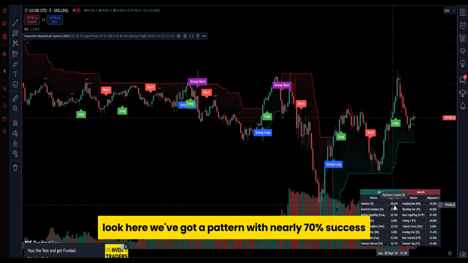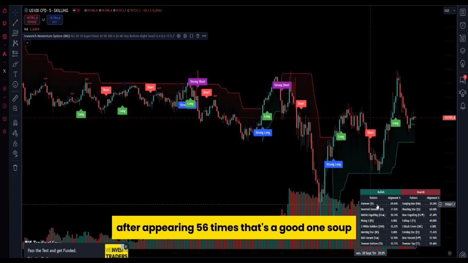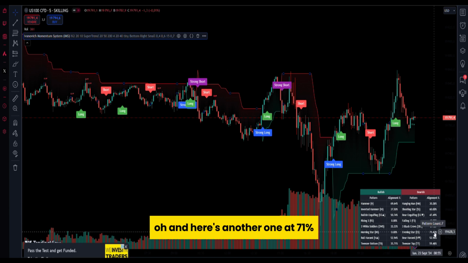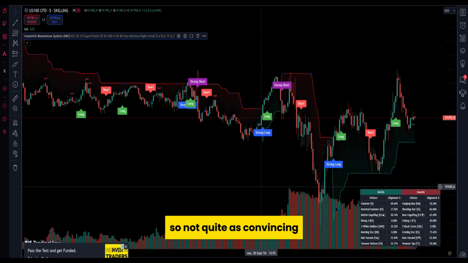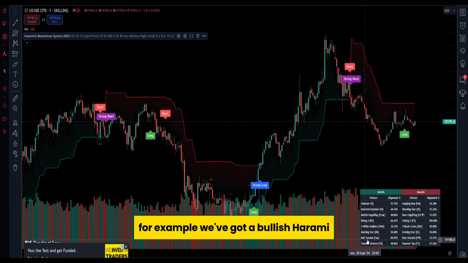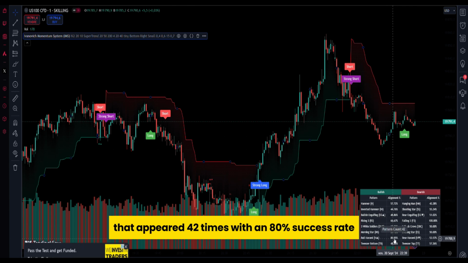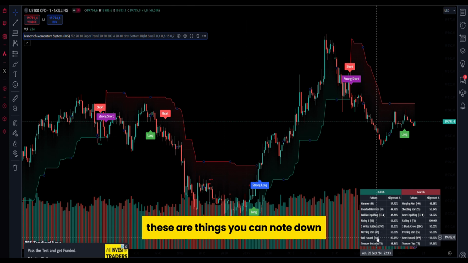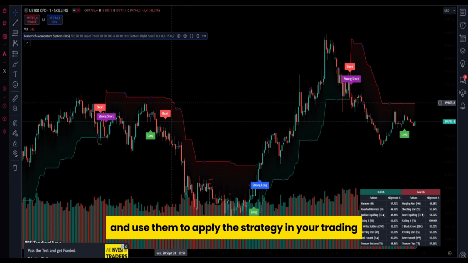Look here, we've got a pattern with nearly 70% success after appearing 56 times. That's a good one. So, next time we see it, it could be a great buy signal. Oh, and here's another one at 71%, but it only appeared 7 times. So, not quite as convincing. It's all about checking different time frames, different markets, and seeing what's relevant. For example, we've got a bullish harami that appeared 42 times with an 80% success rate. That's not nothing. So yeah, next time I see this pattern, I'm definitely taking that buy position. These are things you can note down and use them to apply the strategy in your trading.